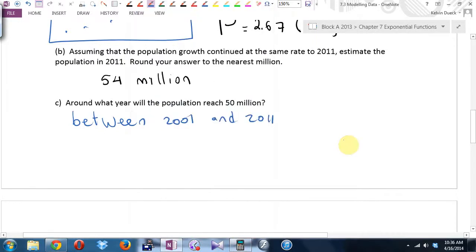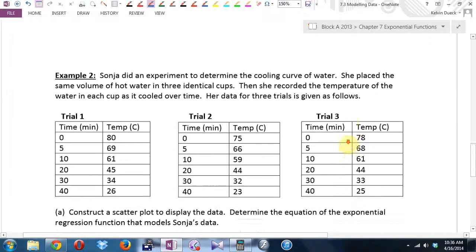Let's try another one. Again, my equation, Caitlin, will look different from yours, but our data in the end will be the same. Turn the page.